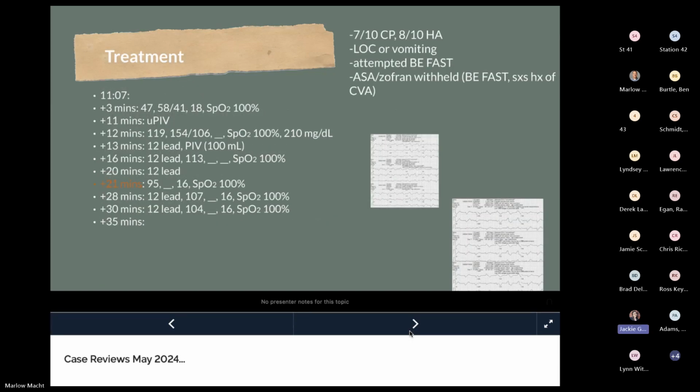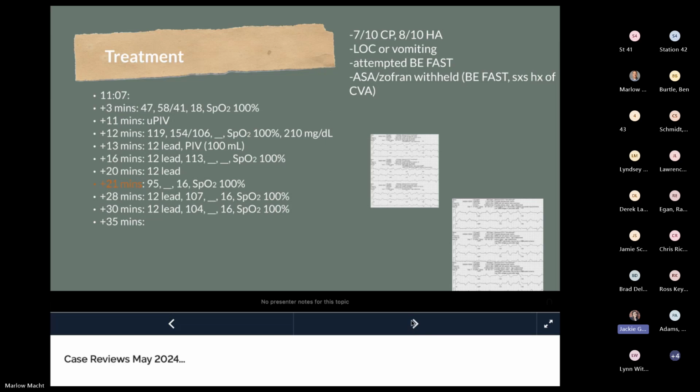So the call comes in around 11:07. Vital signs at 3 minutes I've already reported. The patient herself was complaining of 7 out of 10 chest pain and 8 out of 10 headache. She reports no loss of consciousness or vomiting, and EMS attempted a BE-FAST, but stated that the patient was so weak she was unable to perform it.